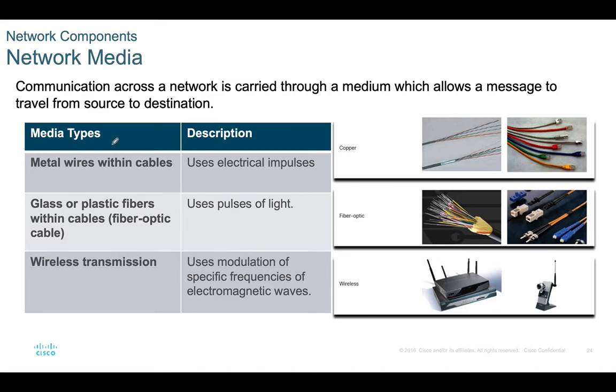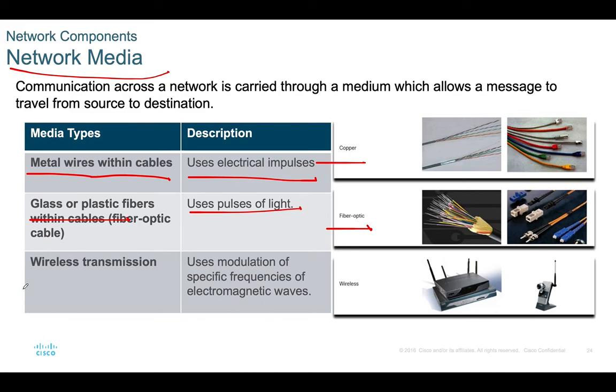Lastly, we have network media. Communication across a network is carried through a medium which allows a message to travel from source to destination. We cannot set up a network if you don't have media. The most common media are cables. An example is copper cables, which are metal wires within cables. Copper cables use electric signals. Then we also have fibers, such as single-mode and multi-mode fibers. Fibers use light.